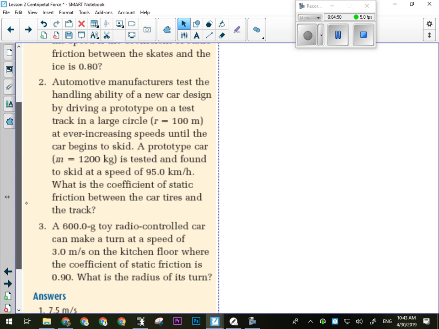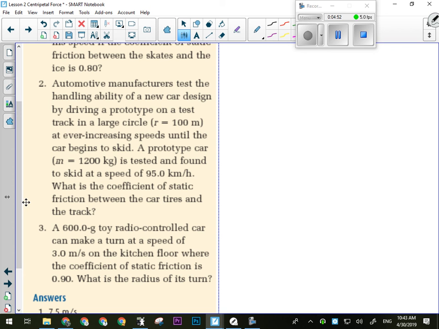All right, so for number 2 here, we know that the radius of the circle they're using to test this prototype car is 100 meters, and that the mass of the car is 1,200 kilograms. It's tested and found to skid at a speed of 95 kilometers per hour. What do I have to do with that number?